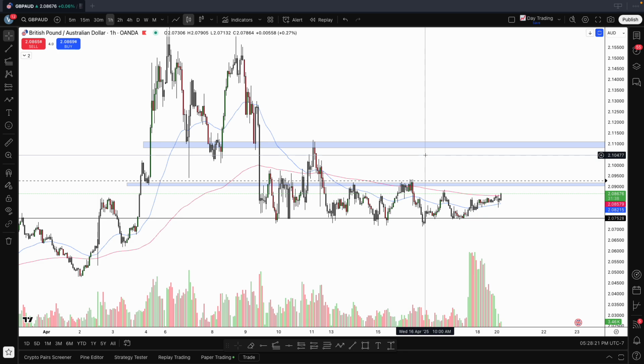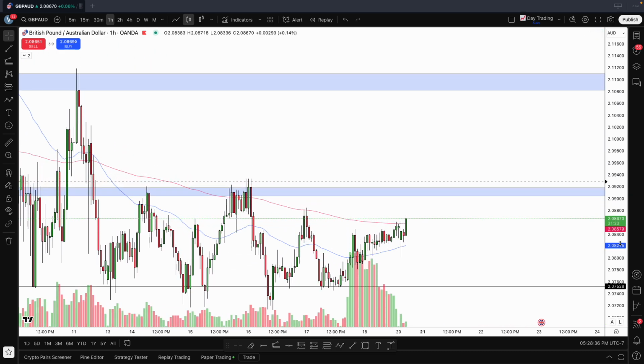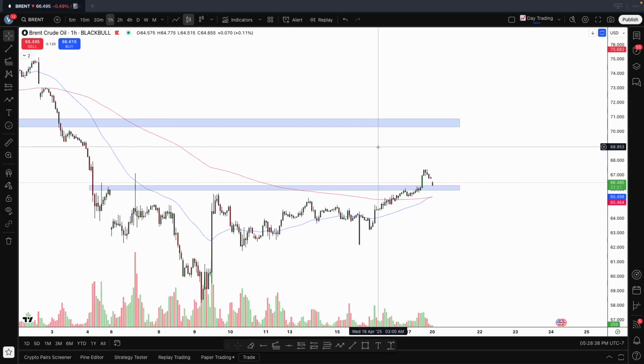Really, I will have a mental take profit, not a physical one. As soon as price comes to this area, I'm just going to keep an eye out. If price is willing to move up just like this candle, I'm going to let it go. If I see some sort of rejection like this candle, then I'm just going to take my profit right over there. Our next trade is Brent.